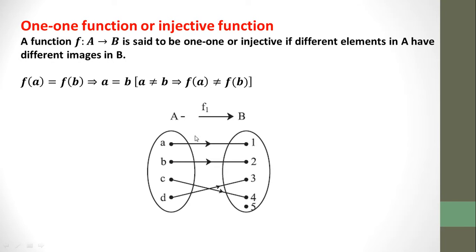See this Venn diagram carefully. You will get a clear idea about 1-1 function. It is also called an injective function. So see here, a, b, c, d, 4 elements, and 4 different elements are related with 4 different images, like 1, 2, 3, 4.